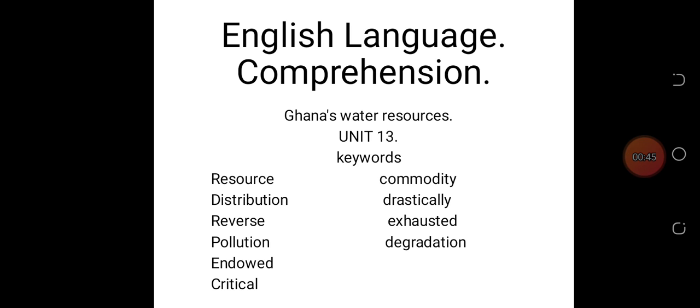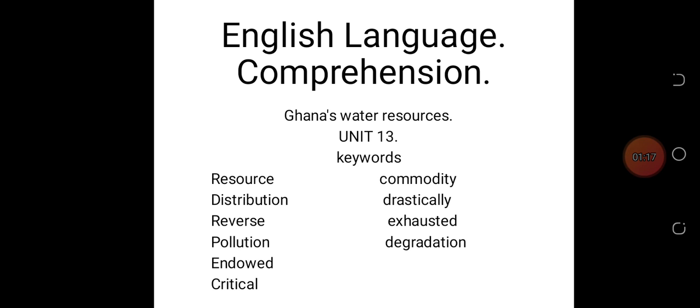So from this passage, we are going to look at some other sources of water. We are going to look at some of the things we do that destroy the water we drink or our water bodies. Then we also look at how useful water is, that's the usefulness of water for the country at large.